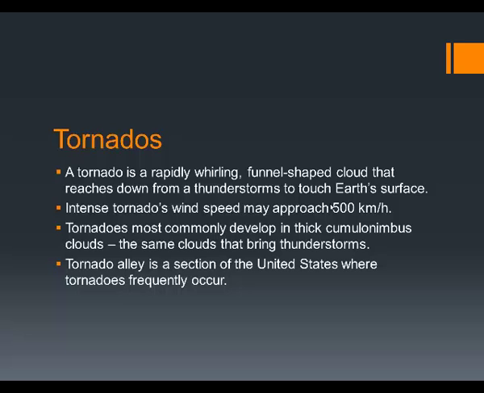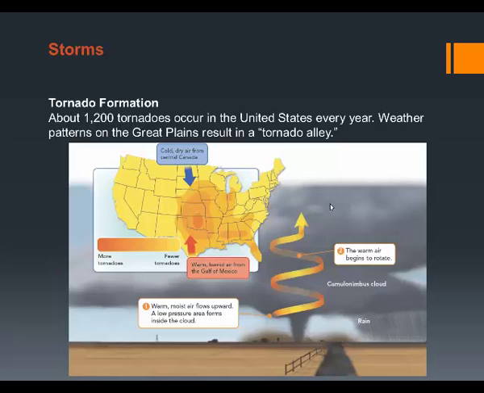Tornado Alley is the section of the United States where most tornadoes occur, where they're most frequent. It's the central part of the United States. We'll look at the next picture here, which will show the areas where the majority of tornadoes occur. About 1,200 tornadoes occur in the United States every year.